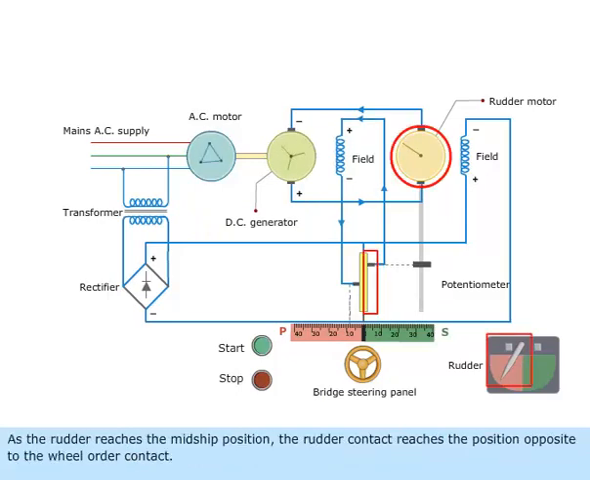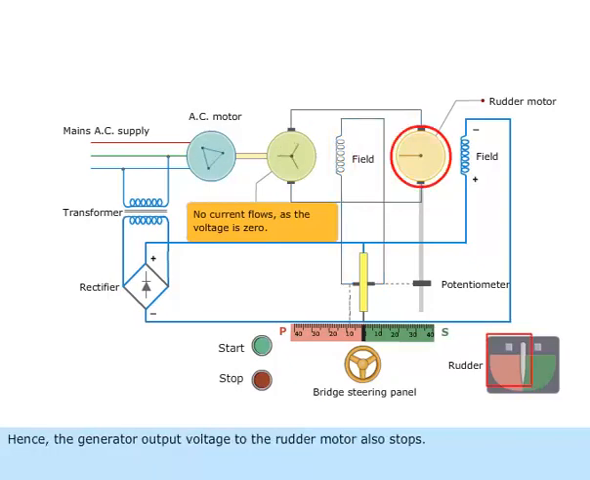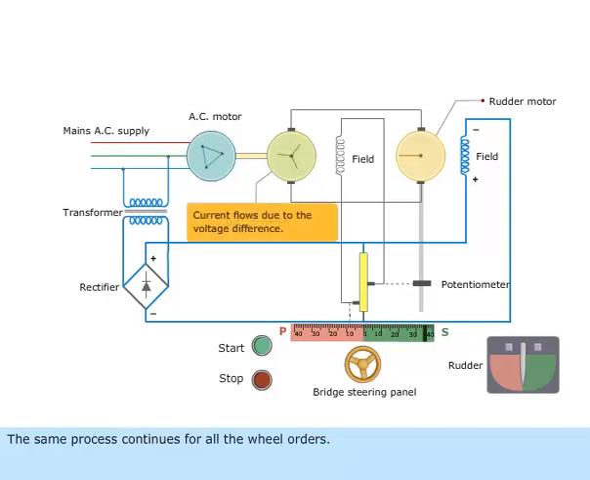As the rudder reaches the midship position, the rudder contact reaches the position opposite to the wheel order contact. The current flow to the generator field coil stops. Hence, the generator output voltage to the rudder motor also stops. The rudder stops at the midship position. The same process continues for all the wheel orders.